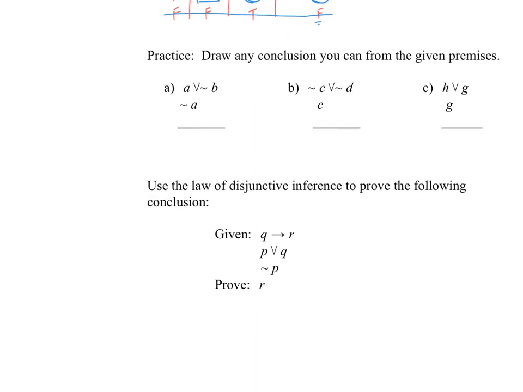All right. Now we're going to practice using this law of disjunctive inference. So I'm just going to pause here and give you a minute to come to a conclusion from each of these. All right, so for A, if you are told that A or not B is true, and then you're told that not A is true, what could you conclude? Well, using the law of disjunctive inference, we'd be able to say, therefore, not B must be true. Letter B says not C or not D is true, but C is true. So, using the law of disjunctive inference, what could we conclude?